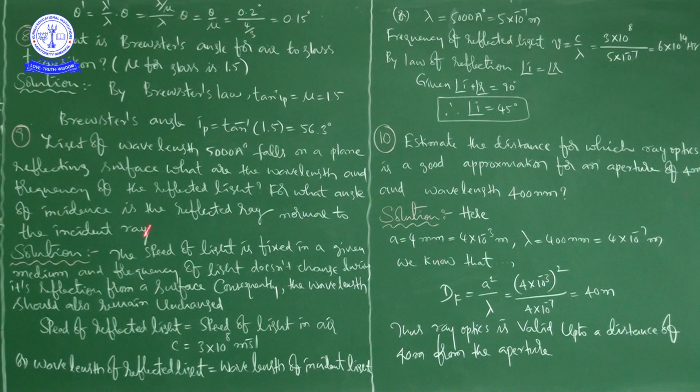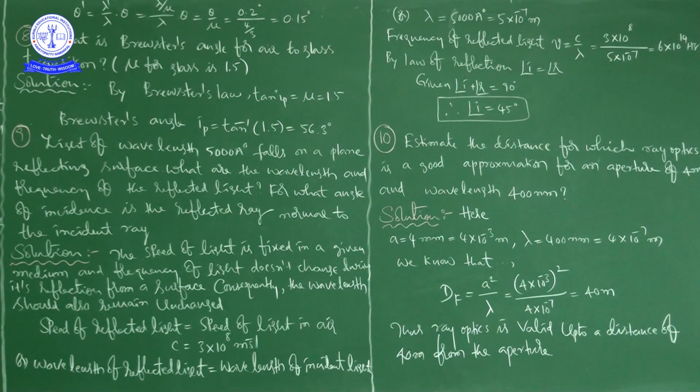Next, we are going to see the solution. The speed of light is fixed in a given medium and the frequency of light doesn't change during its reflection from a surface.